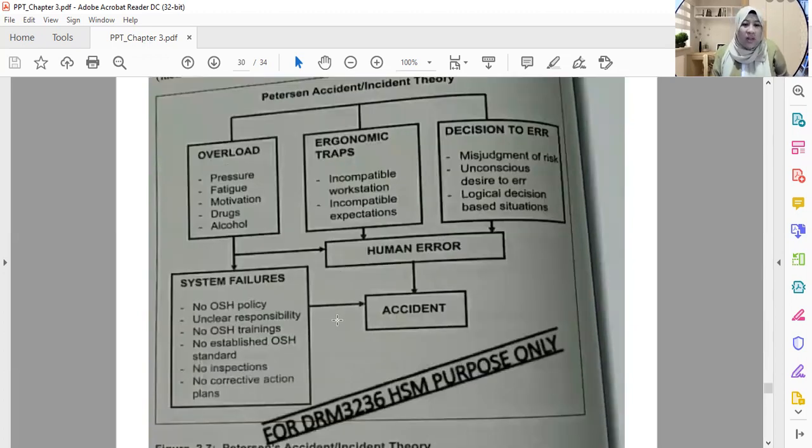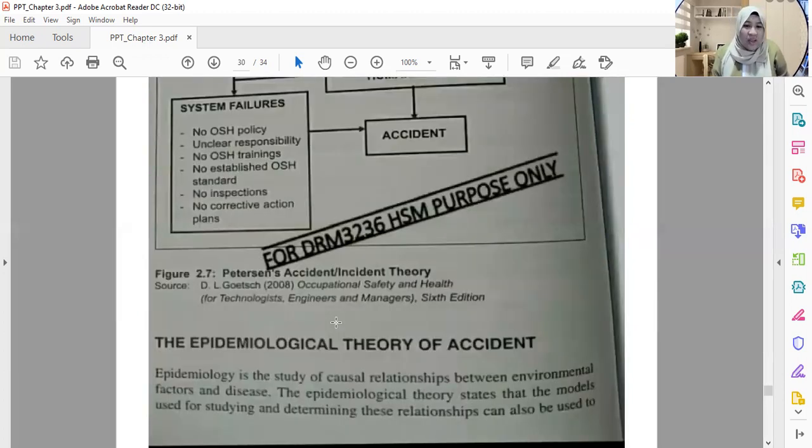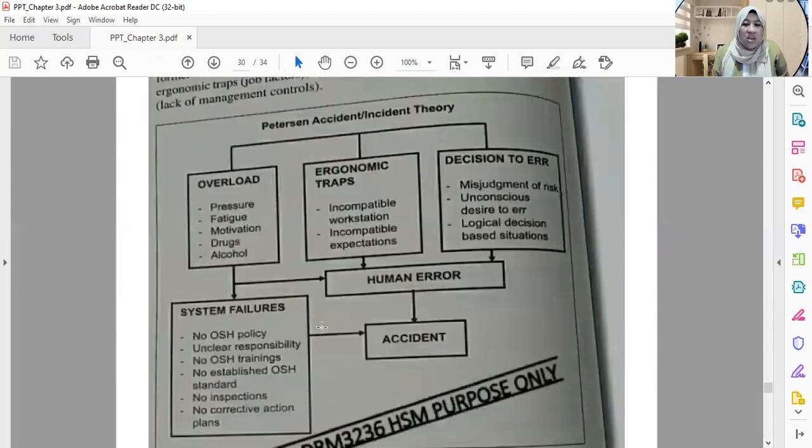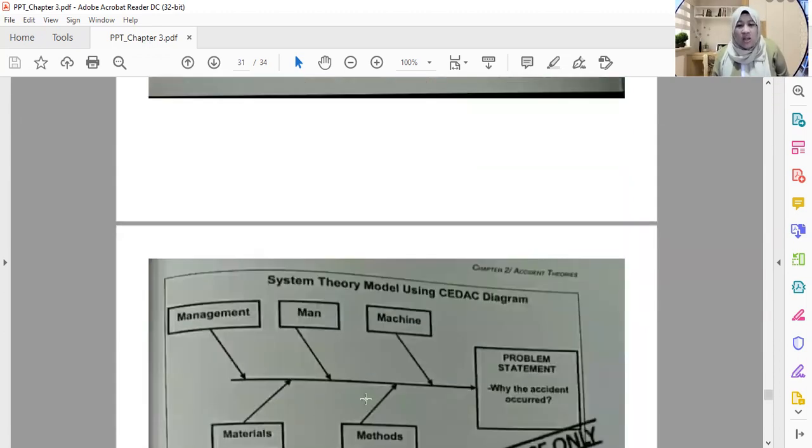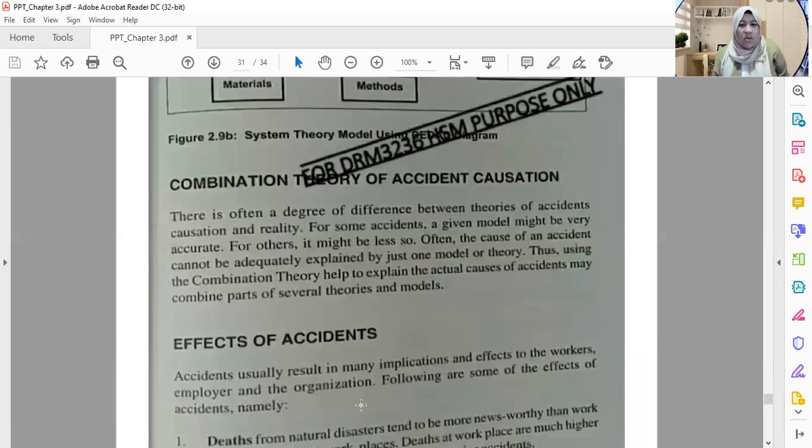This one, if you realize, they have in the earlier part just now. It's just like human error, overload, ergonomic cracks, decision to err. So they have system failure in here. Why did it happen? Because there is no OSH policy, unclear responsibility, no OSH training, no established OSH standard, no inspection, and no corrective actions. Again, it's a combination of the theories.